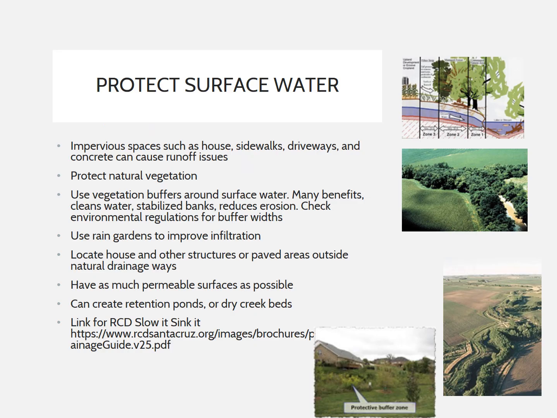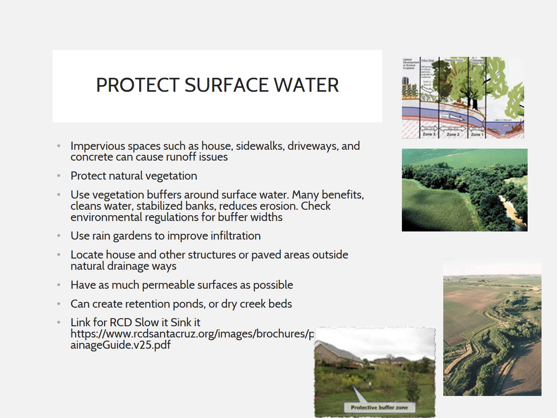Protect surface water. This is very important. Impervious spaces such as houses, sidewalks, driveways, and concrete can cause runoff issues. So we want to try and reduce runoff as much as possible. We want to protect natural vegetation that is close to waterways. Use vegetation buffers around surface water. There are many benefits to that: it cleans the water, stabilizes the banks, and reduces erosion. You always want to check environmental regulations for buffer widths.